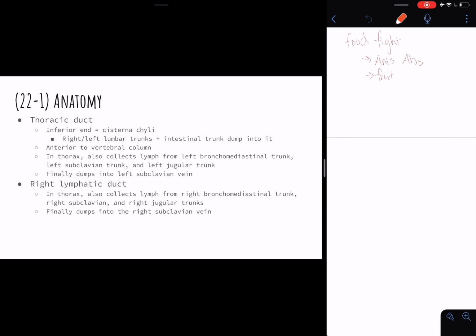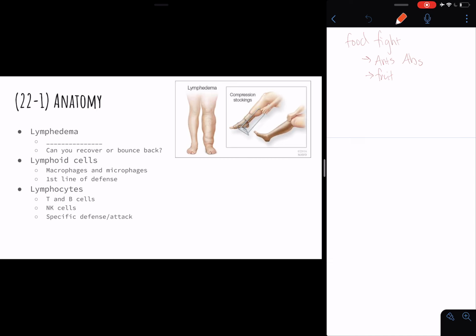Okay, so just like I said, the thoracic duct, we have that cisterna chyli. Let's see here, anything else that I didn't mention? Nope, this is saying exactly what I just mentioned from that last slide. So now some terminology, lymphedema. So this is swelling of fluid, of lymphatic fluid.